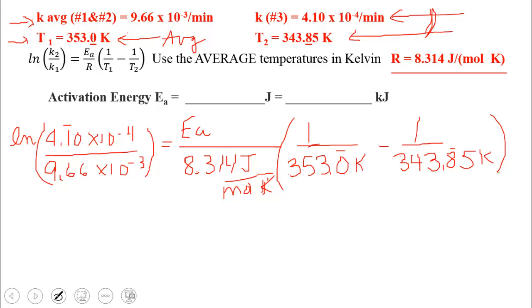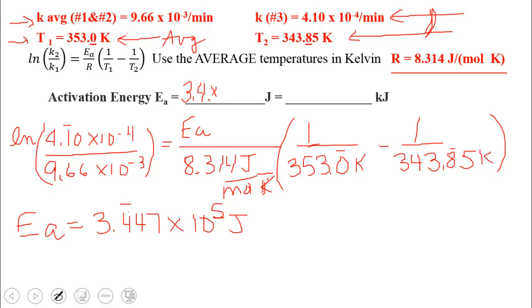In solving for that, I get the activation energy is 3.447 with only 2 significant digits times 10 to the 5th joules. You might have a different number of significant digits than me because again, remember, I'm making my stuff up. Now I can put that into here. I'm going to use my rounded answer, 3.4 times 10 to the 5th joules, or this is also 340 kilojoules.